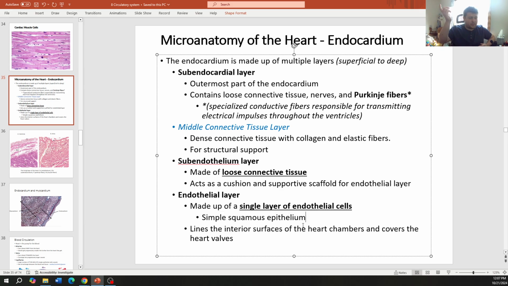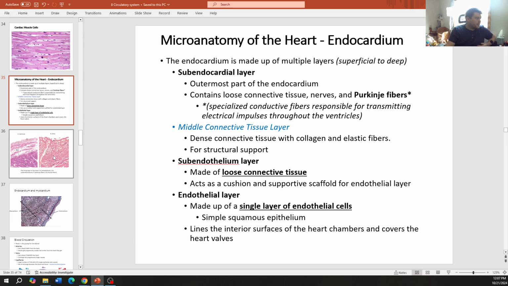Or think back to our epithelium lecture. What does that mean? Simple means a single layer. Squamous being the flattened, more disc-shaped. And then epithelial cells. And these line the interior surface of the heart chambers and cover the heart valves.